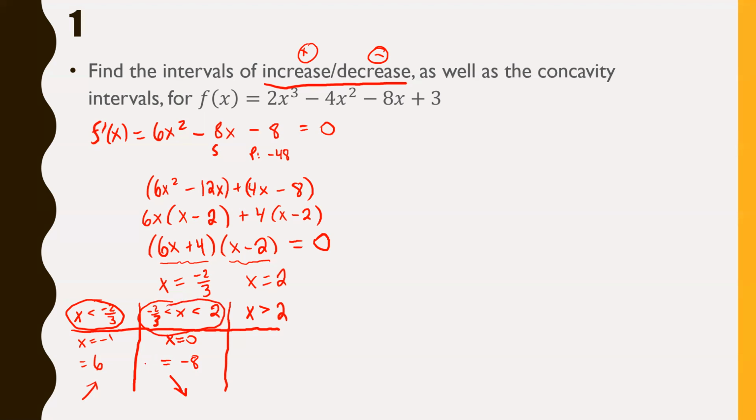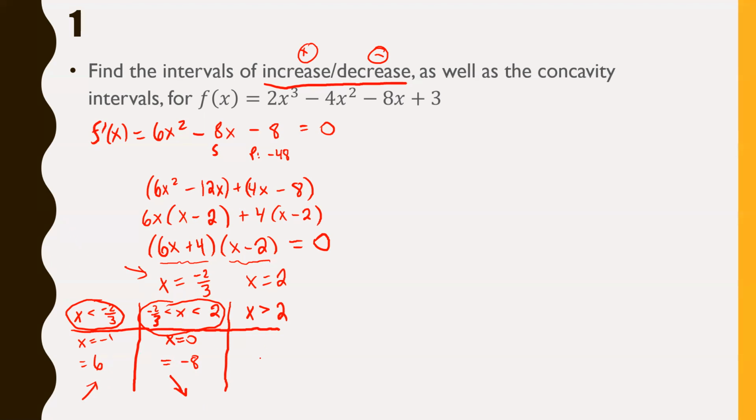Now, even though it wasn't asked for in this question, since we went from an interval of increase to an interval of decrease, we can therefore say with full certainty that x equals -2/3 is going to be where we have a local maximum point. So there's going to be like a little hill right at that point.